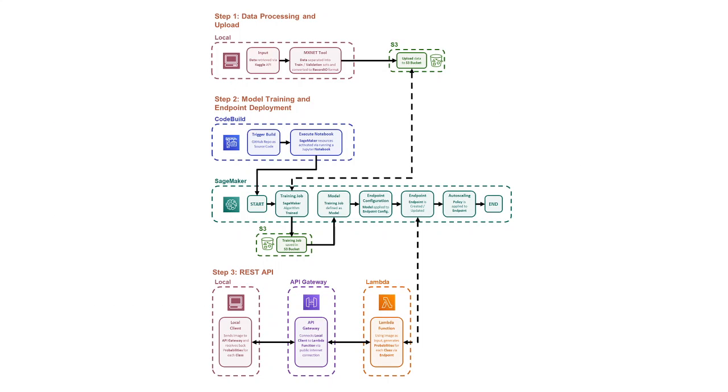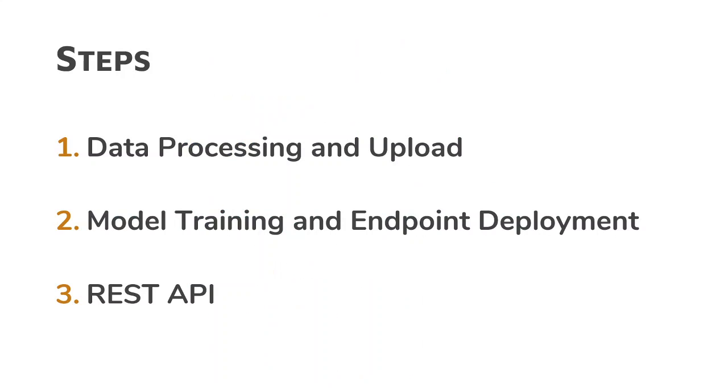The following is a process flow of our entire project, which can generally be broken into three main steps: data processing and upload, model training and endpoint deployment, and the development of a REST API to access the deployed endpoint.